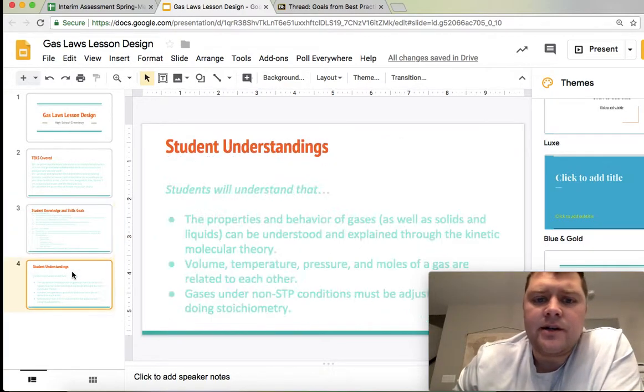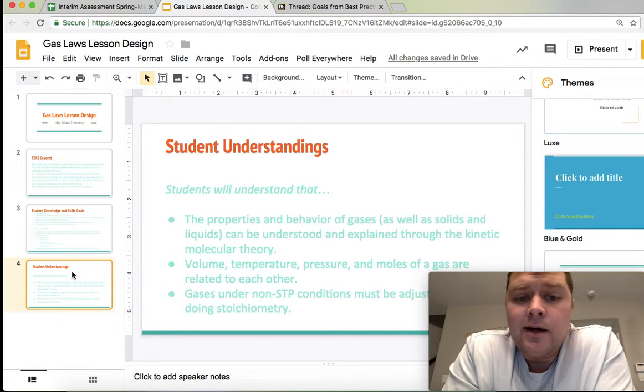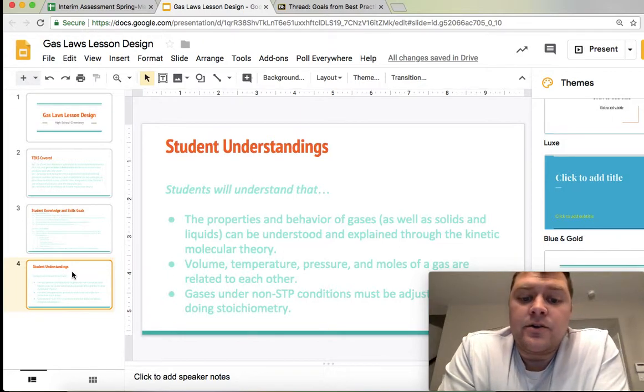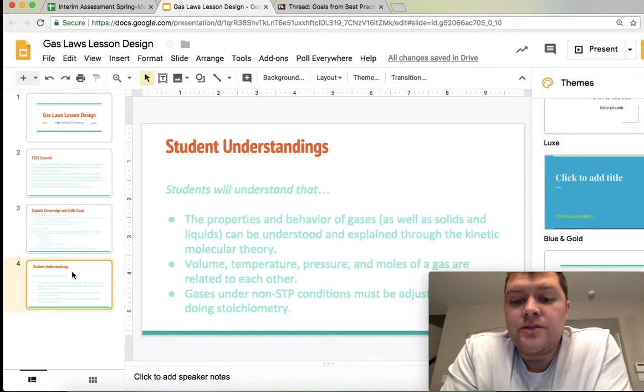Overall, the understandings that I would want them to have by the end of this lesson is that the properties and behaviors of gases as well as solids and liquids can be understood and explained through kinetic molecular theory, and that volume, temperature, pressure, and moles of gas are directly related to each other, directly and indirectly actually, and that gases under non-standard temperature and pressure conditions must be adjusted when doing stoichiometry.